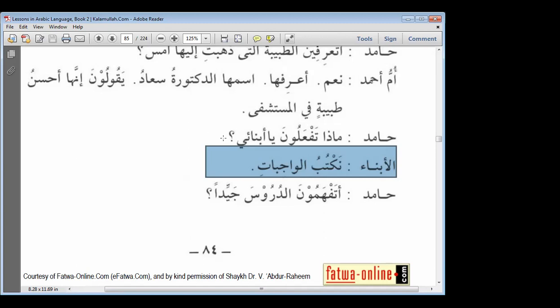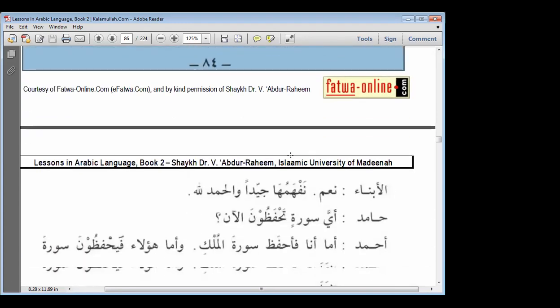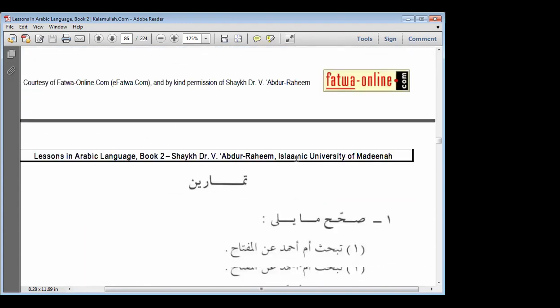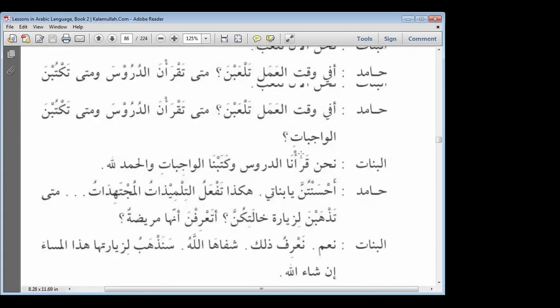Right, so we stop there today. This lesson is only 2 pages long, this page and the next page to come. All right. Inshallah ta'ala, we will continue.